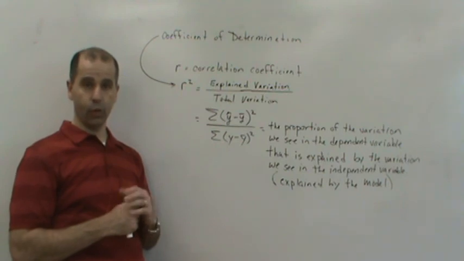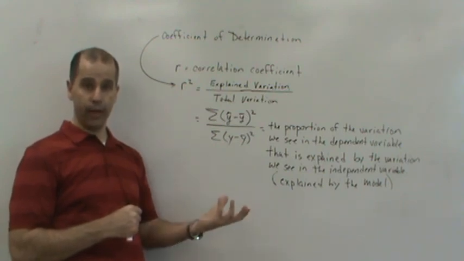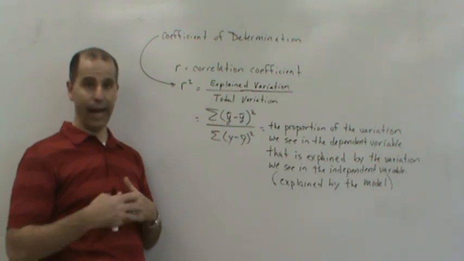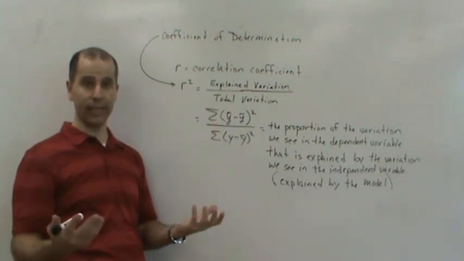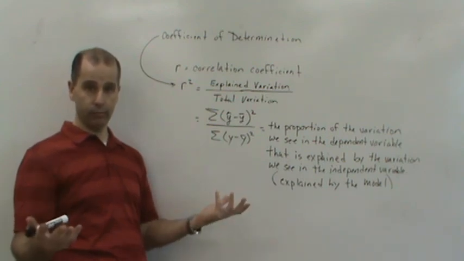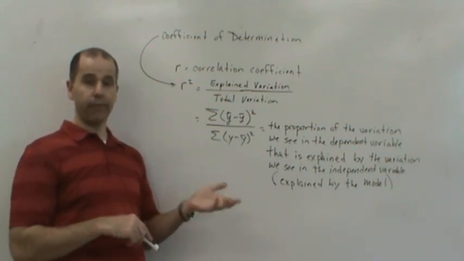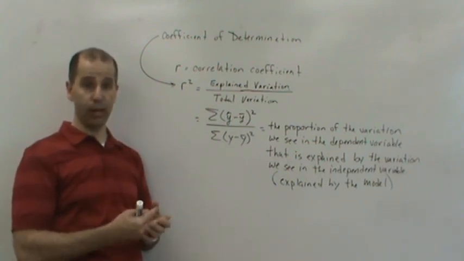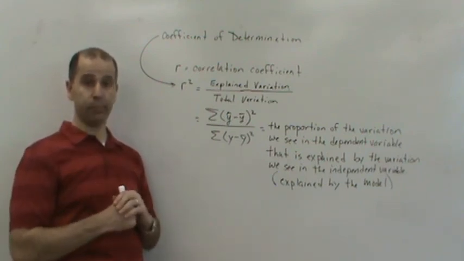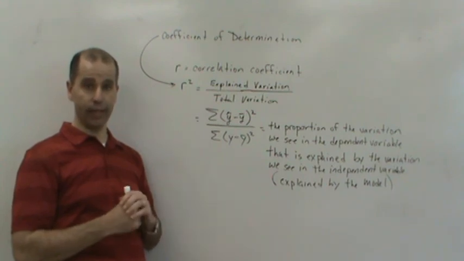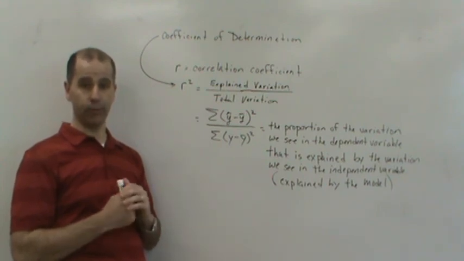A low R squared value means that I don't have a very good model, so I probably don't want to use it for predicting things because my predictions will not be on mark. But if I have a really high R squared value, then that tells me my model is a good model and it's probably going to be good at predicting values of my dependent variable based on whatever I input for my independent variable.